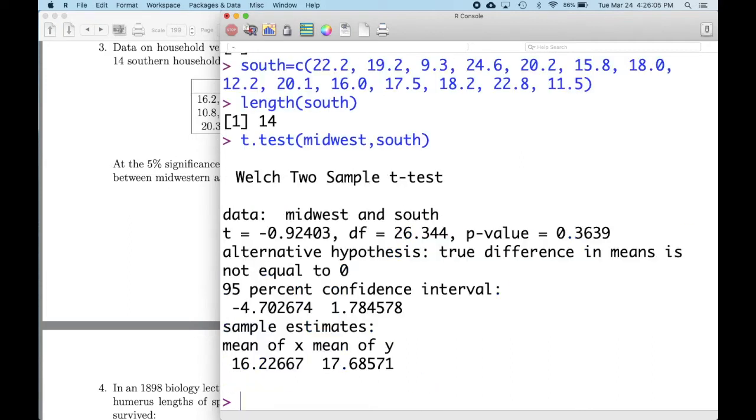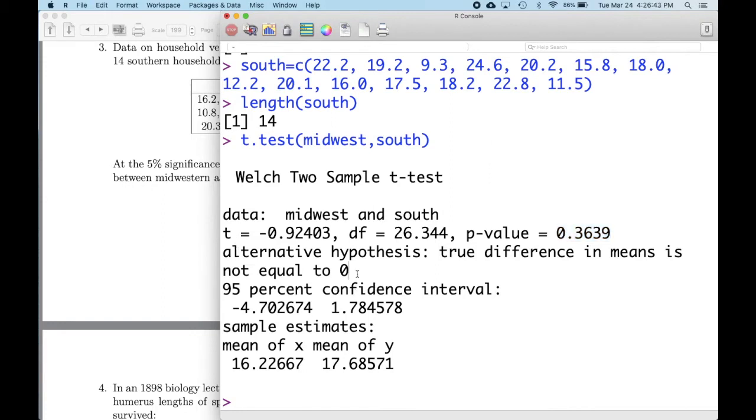Type in t.test, it spits out this amazing array of information. Okay, so it gives you your t-value, which we said was negative 9.24. Our degrees of freedom was 26.344. So really, if it's a non-pooled t-test, you're supposed to round down, so your cutoff should really be just 26 degrees of freedom. This gives you your p-value, which tells you, at the 5% significance, do we reject or not? It turned out we did not reject. Okay, we didn't have enough data to say that they were different.